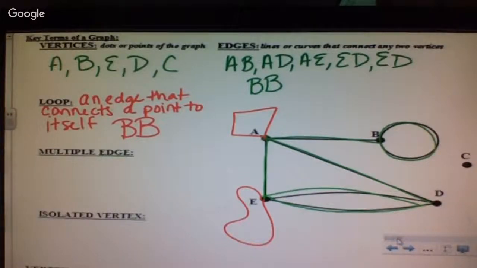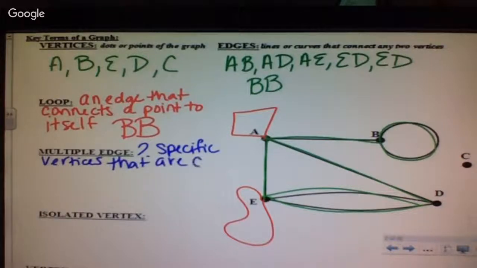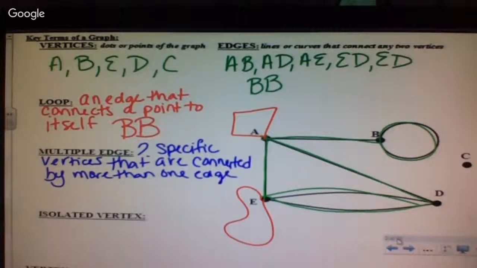We have what we call multiple edges. By definition, two specific vertices that are connected by more than one edge. Two points or two vertices that are connected by more than one edge.